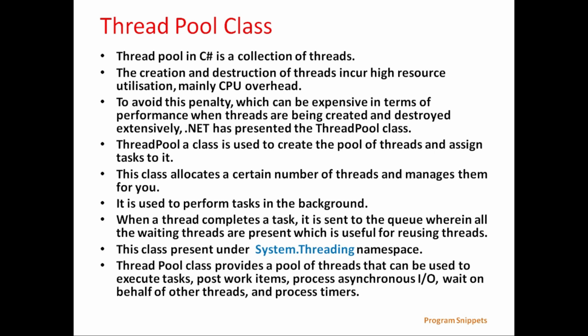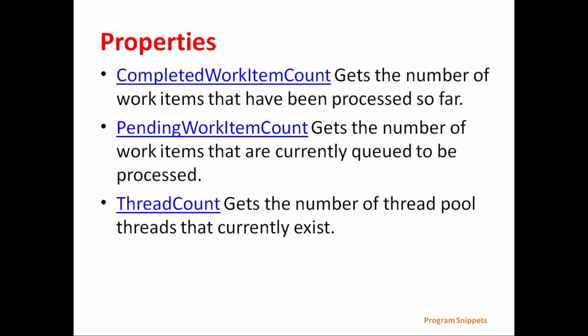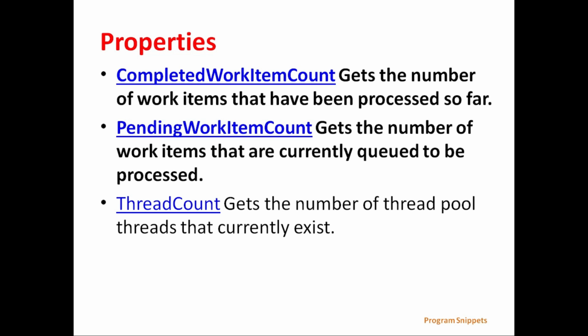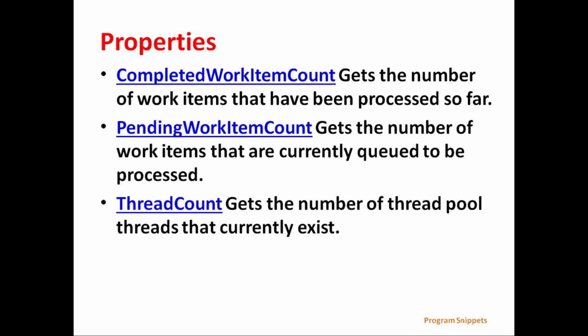Thread pool class provides a pool of threads that can be used to execute tasks, post work items, process asynchronous input-output, wait on behalf of the other threads, and process timers. Different properties of thread pool class are completed work item count, which gets the number of work items that have been processed so far. Pending work item count, which gets the number of work items that are currently queued to be processed. Thread count, which gets the number of thread pool threads that currently exist.